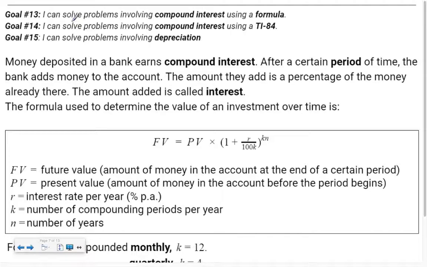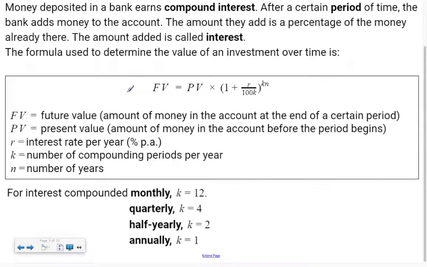We can do tons of computations involving compound interest using this formula. So FV, future value, that's the amount of money that you're going to have after a certain amount of time, equals present value, the amount of money that you initially deposit into the account, times 1 plus the interest rate, so that's R, that will always be in a percentage.